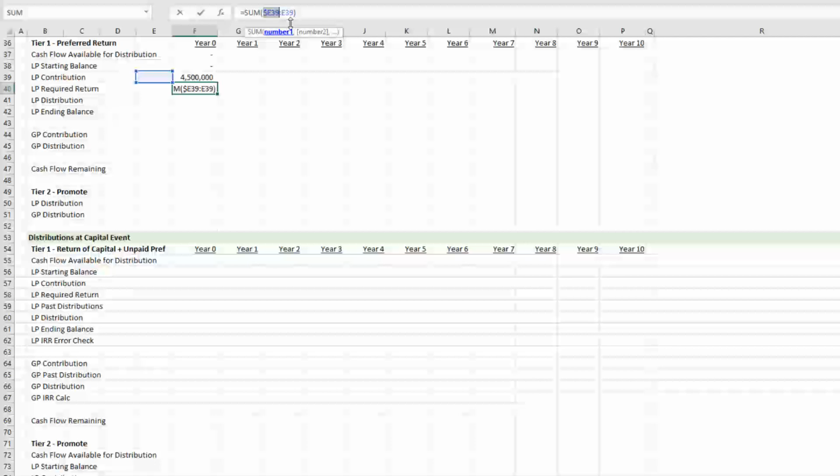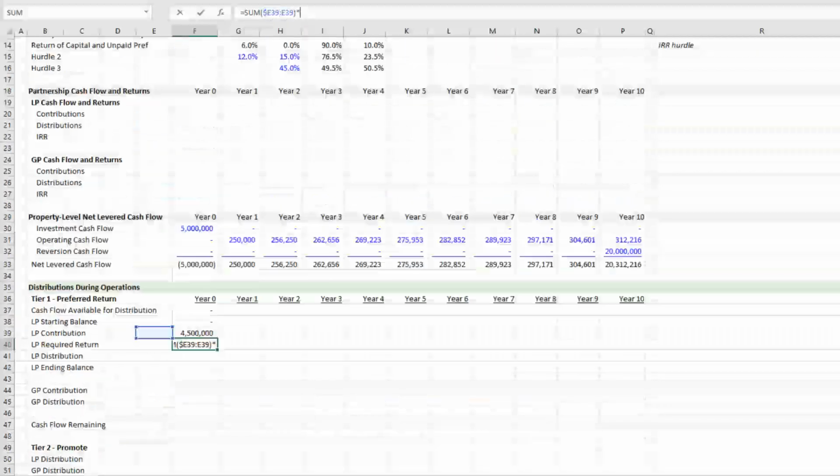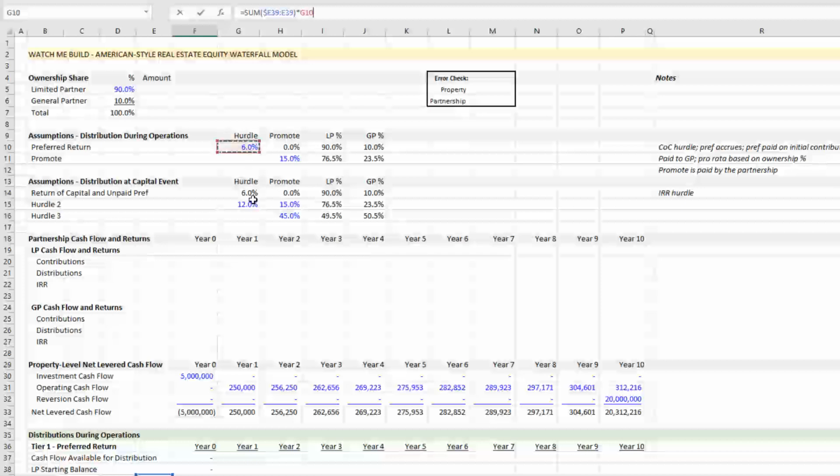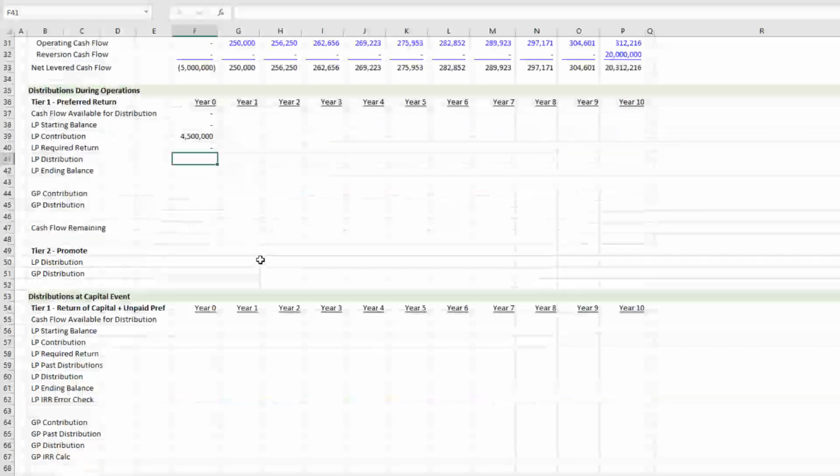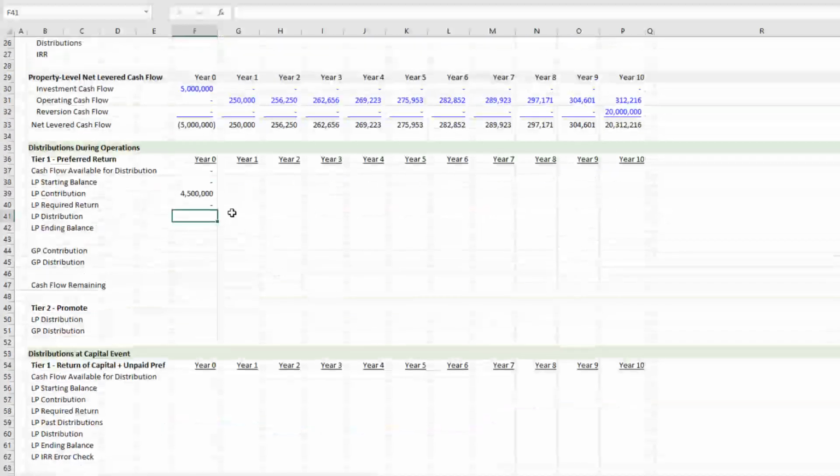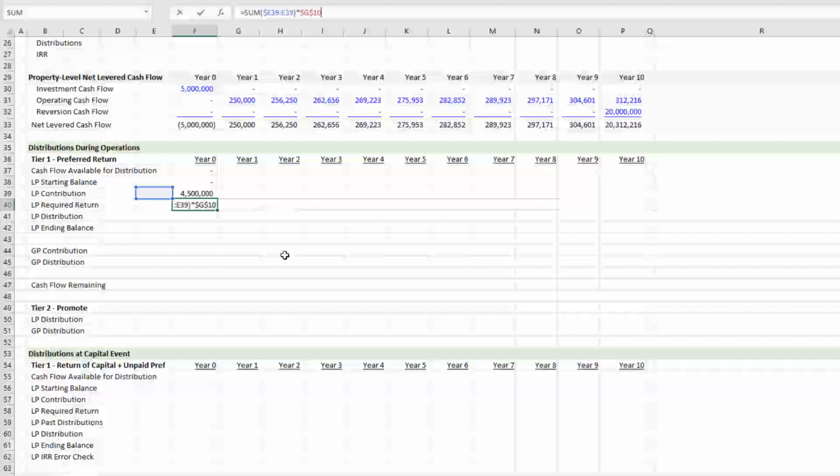So I take the sum of all of that, and then I multiply that by what? By the hurdle, in this case 6%. Hit F4 on that 6%, enter. And of course it's 0 because we don't have any contribution as of the beginning of this period.